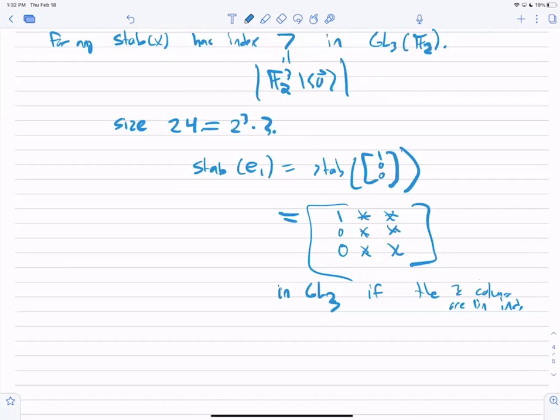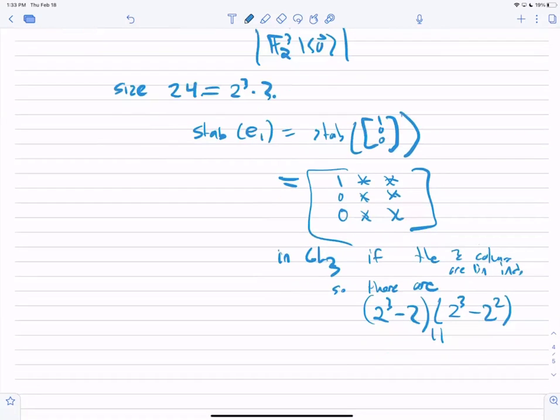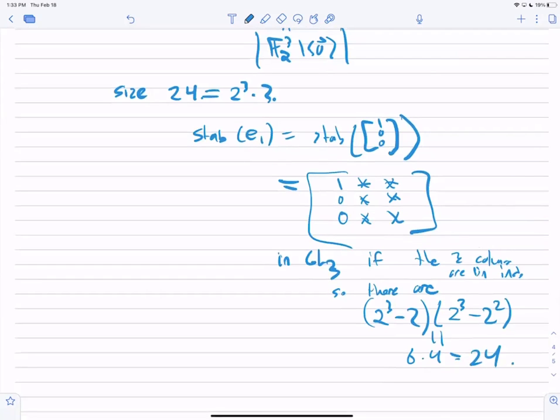so the 3 columns are linearly independent still. So again, you can do this computation another way. You can just do what we did before. We've prescribed what the first column has to be, but the middle column, we still have 2 cubed minus 2 choices. And then the last column, we still have 2 cubed minus 4 choices, minus 2 squared choices. So this is 6 times 4. So this is another way you can check this. You can write down explicitly what this subgroup is.